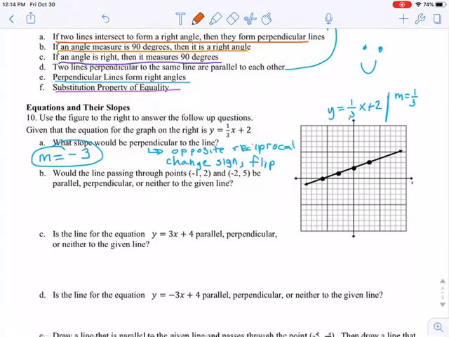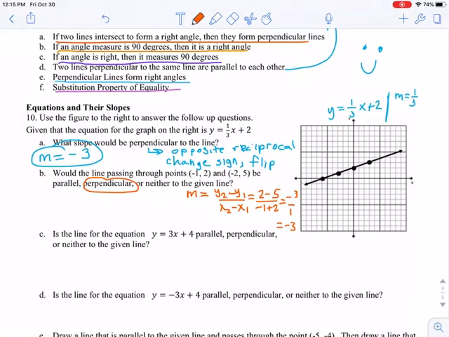Part B says, would the line passing through points (-1, 2) and (-2, 5) be parallel, perpendicular, or neither to the given line? There are a couple ways to do this. We can use the slope formula. We just subtract the y's: 2 minus 5 over -1 plus 2, because it's minus a negative. And we're going to get -3 over 1, which is -3. So it would be perpendicular.